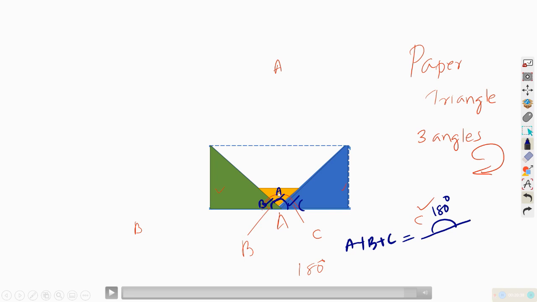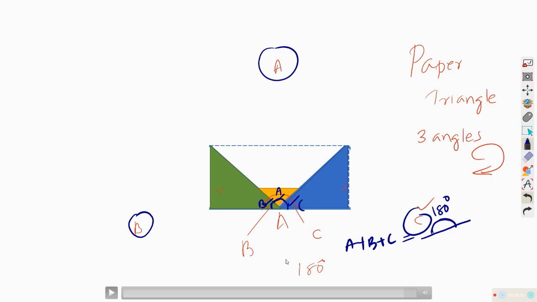So these three angles A, B, C are originally the angles of the triangle. So when the angles A plus B plus C are together, they lie on a single line and make 180 degrees. This way we can prove that the three angles of a triangle together make 180 degrees.